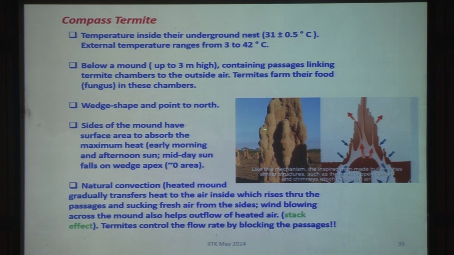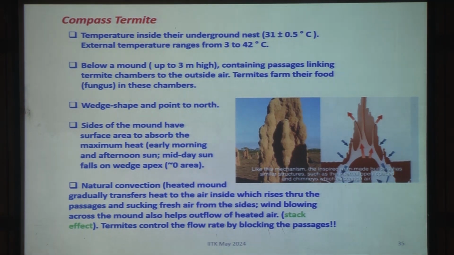During the day, and then during the night, the temperature drops. Now, part of this heat is lost to the surroundings, and whatever cooling has taken place, now there is hot air inside the mound which rises because there is cold air outside, by natural convection.